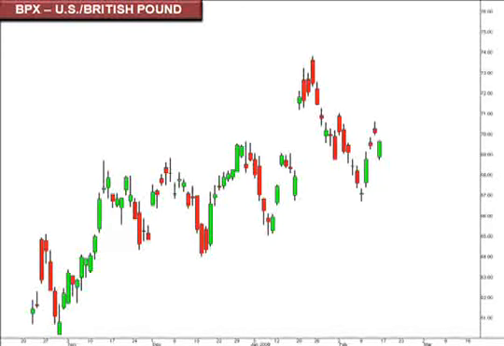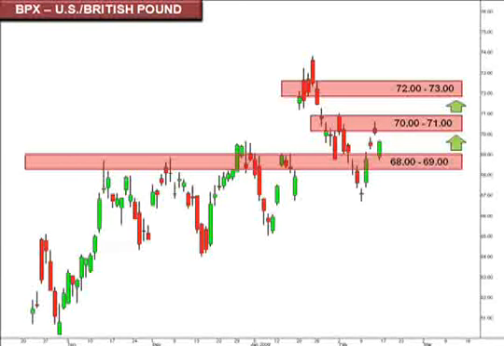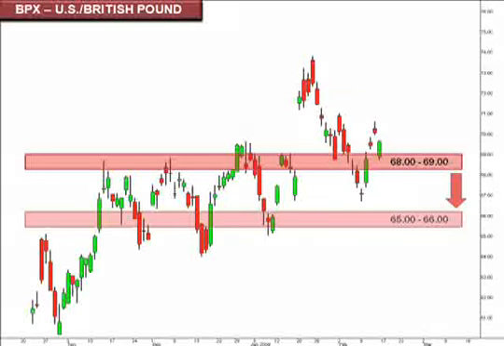Well, we anticipated some backfilling in the BPX, the U.S. versus the pound, and after a natural retracement back to 71, the pair value settled at the end of the week to find support at the 68-69 focal zone. Now, that 70-71 area now becomes a natural resistance level with a break above that targeting back into that 72-73 box. If the 68-69 area does not hold, that opens the window for a test down into this lower support at 65-66.